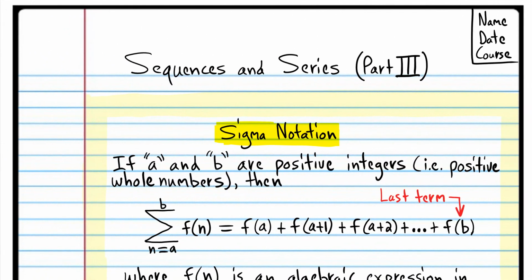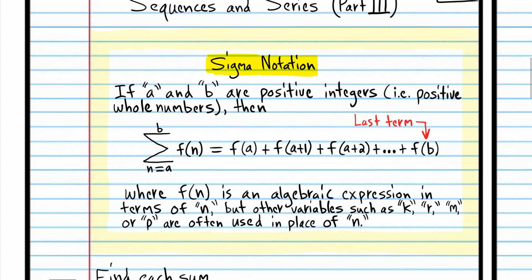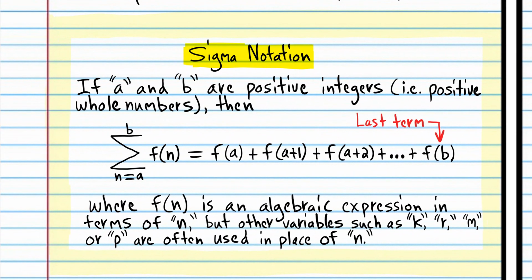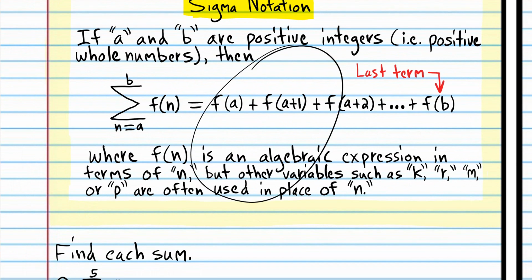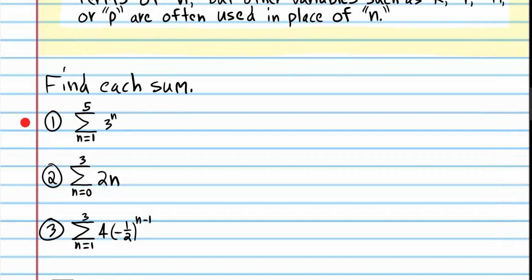Today we're going to learn something called sigma notation, which is used to notate sums. You can take a picture of this information if you'd like, but it's easier to show you how to do some example problems rather than to define the sigma notation in this way.